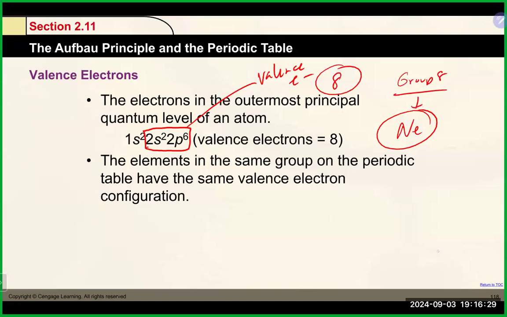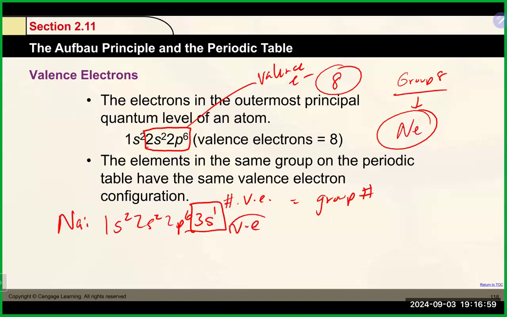So a really quick way to figure out the number of valence electrons for elements is that the number of valence electrons equals the group number on the periodic table. If you want to write out the electron configuration, you can, but a much easier way is to look at the group number. For example, sodium, which we also looked at earlier, is 1s2, 2s2, 2p6, 3s1. The 3s1 is its valence electron, and there would be one. Sodium is group number 1 on the periodic table, so it matches the group number. Everybody in group 1 will have 1, everybody in group 2 will have 2, and so on up to 8.